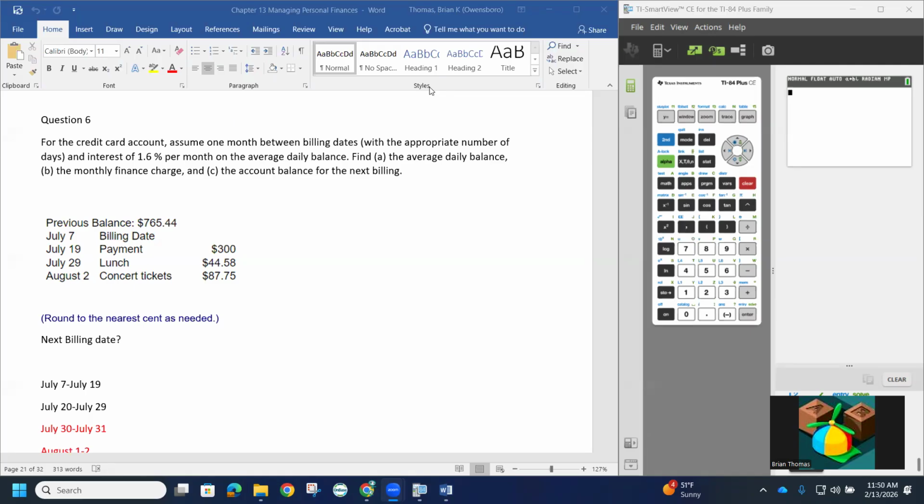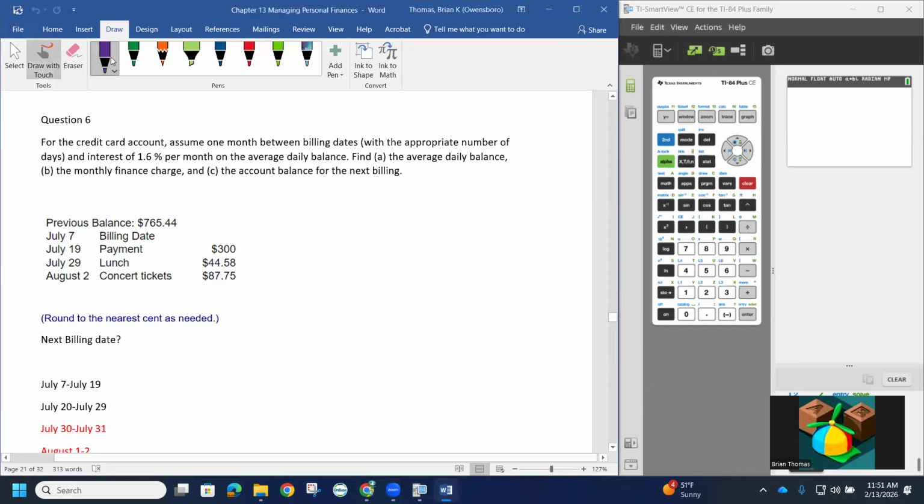So here's our question. Here's our challenge. For the credit card account, assume 1 month billing dates. So what this means is, notice how our billing date starts on July 7th. That means our next billing date is going to be August 7th. That's what that's kind of saying. So it begins on July 7th and it ends on August 7th.